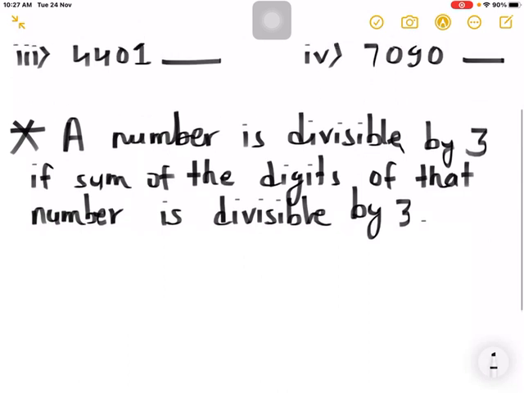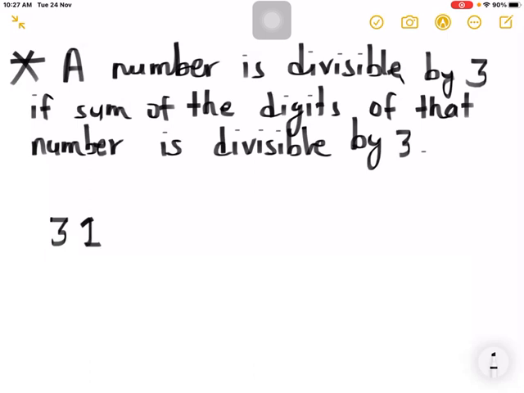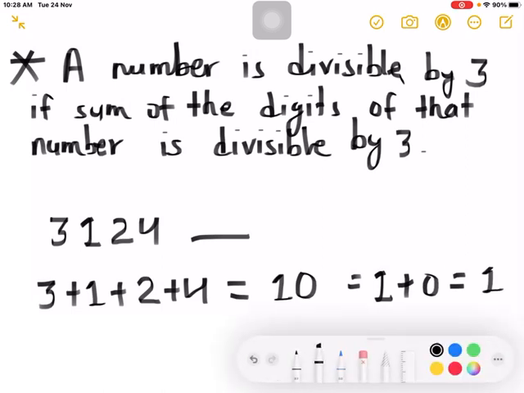So let us try for the first number. Okay, in the first number we have 3 1 2 4. What we have to do, first of all, is add all the digits. 3 plus 1 plus 2 plus 4. Let us find out the sum. What is the sum? 3 plus 1 is 4, 5, 6, yes, this is 10. 10 means 1 plus 0 equal to 1. This 1 is not divisible by 3, isn't it?